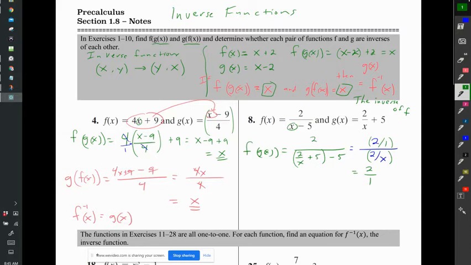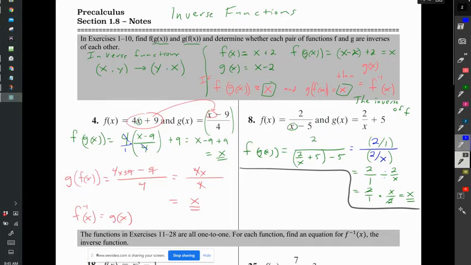Fraction divided by fractions, we're dividing like this. The only way to do that is to flip the second one over and multiply. And if we do that, then we can see that those 2's cancel. And so I'm just left with x. Which is, again, kind of what we want if we want these things to be inverses.